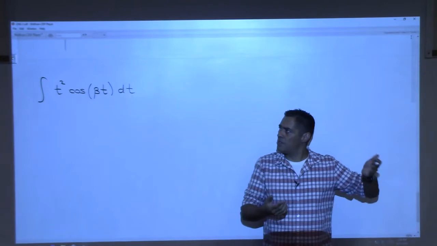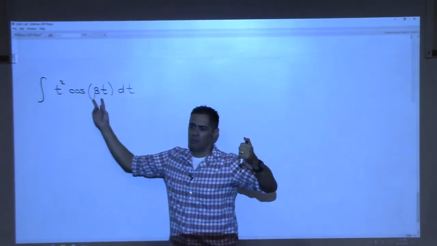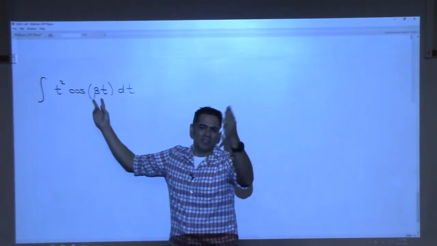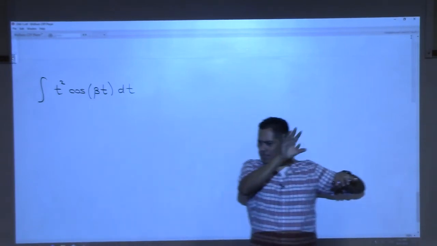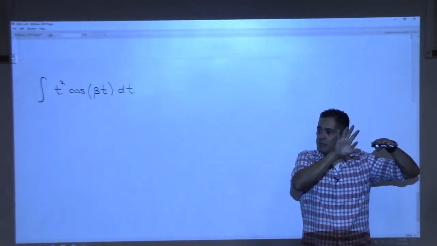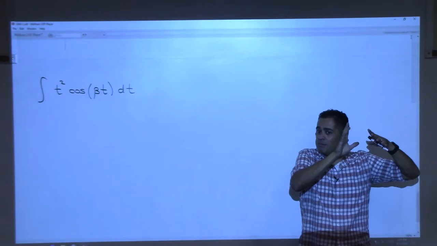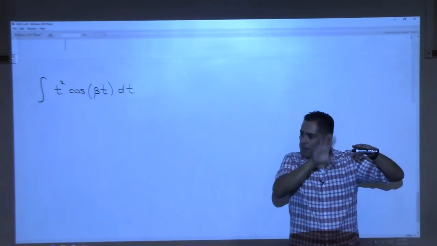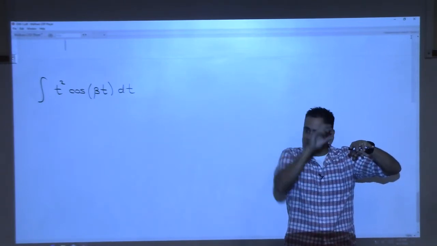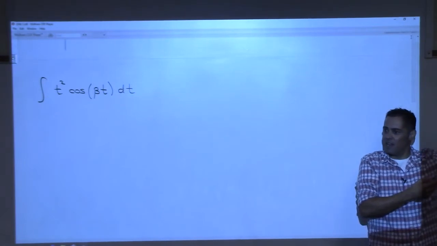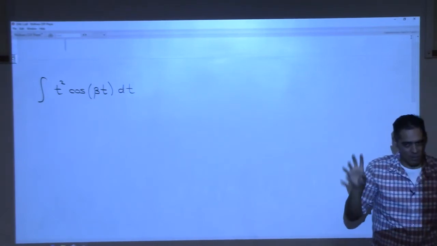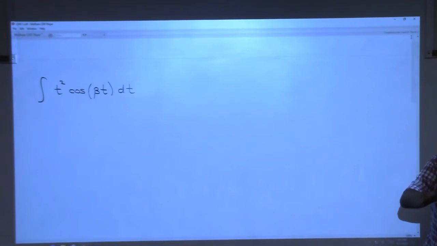And what's this other thing going to become in the new integral? Some sort of sine. So we're going to have a t and a sine. Then you do it again. You do another integration by parts, and you'll kill this t off, and that sine will go back to a cosine. Two integrations by parts is what's required here. So here we go.